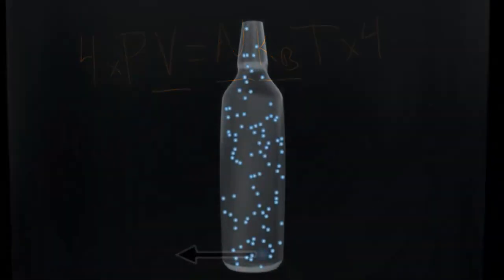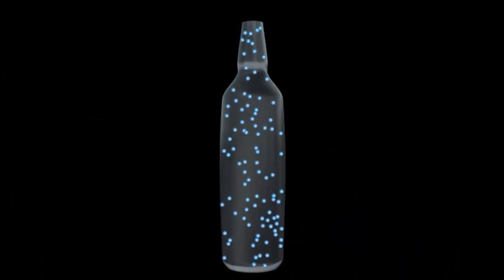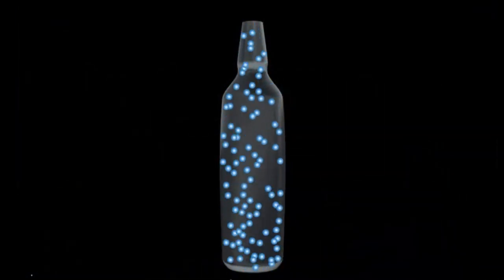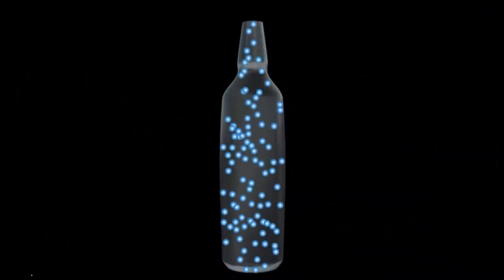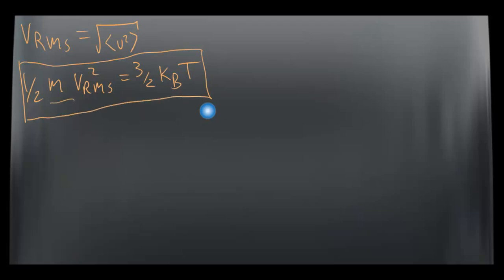So instead of changing the speed of the particles, what if we take each particle and change the mass so that it's twice as massive? What happens to the pressure and what happens to the temperature? So for this one, you might just be able to see straight from this equation that we used before that if you increase the mass by a factor of 2, then you have to increase the temperature by a factor of 2 also.